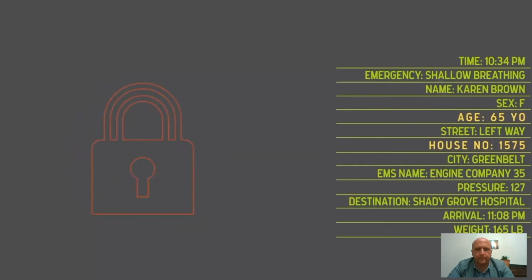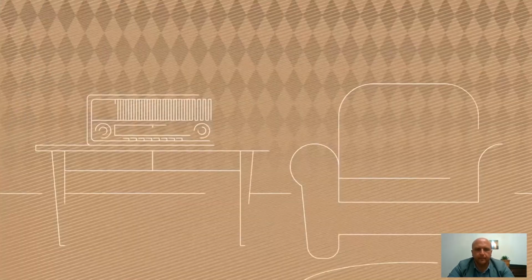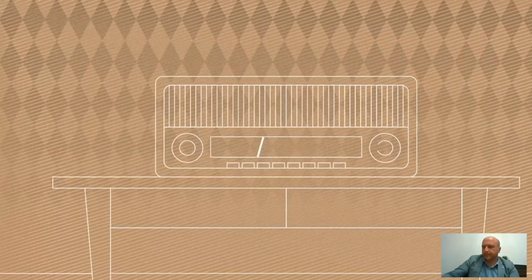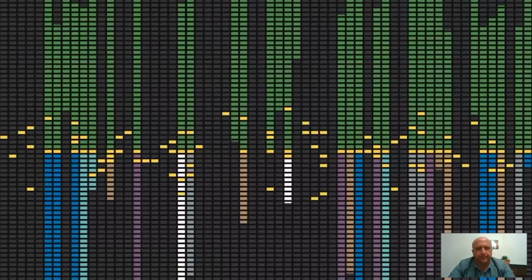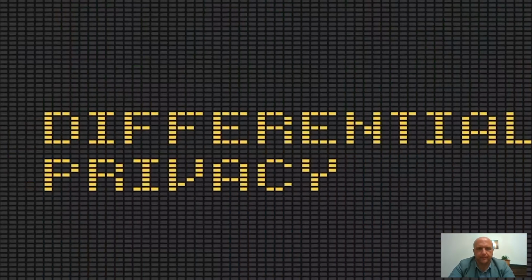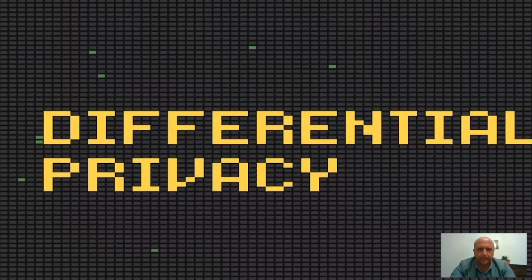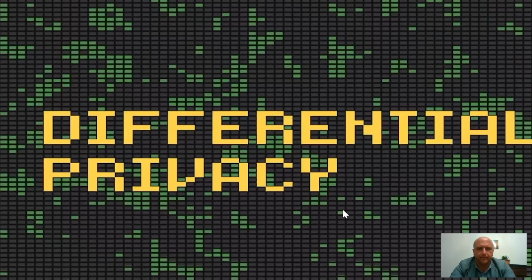Altering the data is like adding a bit of static noise to a radio broadcast. When your radio is tuned in to the exact frequency of the station, you clearly hear what's being said. But if you move the frequency a bit to the left or right, static noise muddies the sound, but doesn't compromise the message. This process of adding carefully tailored noise and altering identifiable information within whole data sets is called differential privacy.